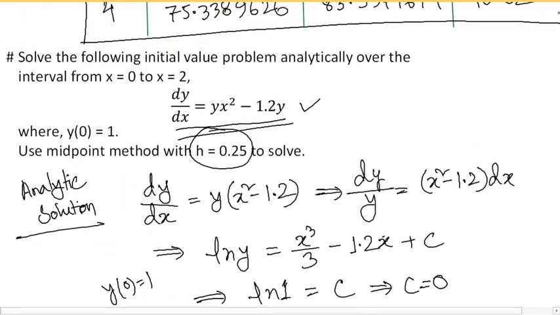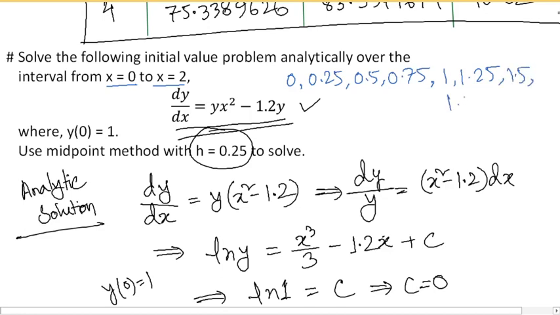Our question says interval from x0 to x2. So I will have to go from 0, 0.25, 0.5, 0.75, then 1, 1.25, 1.5, 1.75, then 2. So I will not be going for all this. You have to try this, and neither will I be doing all of these steps here, nor will I be giving this in your exam. I might give up to 3 steps, I hope, in your exam. But you'll have to practice all these things at home.